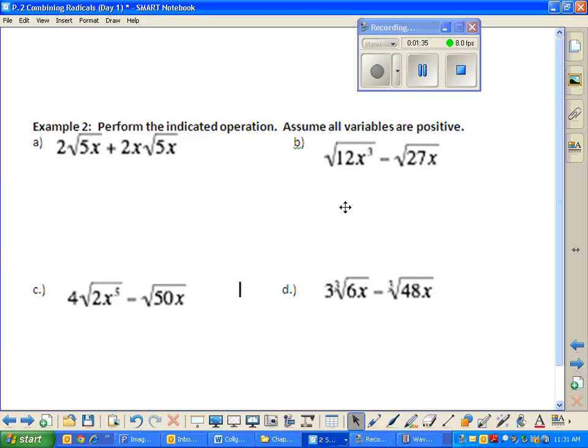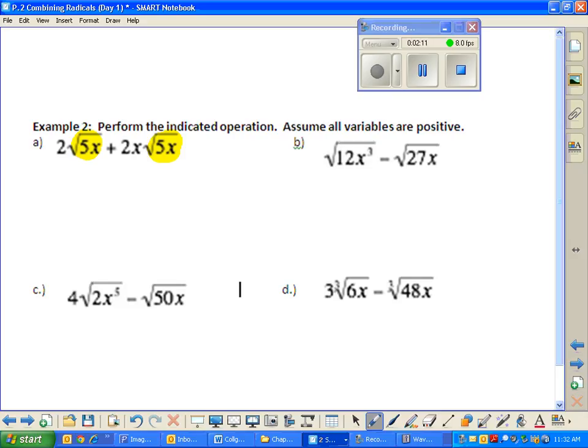So in part A, I have 2 square roots of 5x plus 2x times the square root of 5x. What I like about this problem so far is that it's such a nice segue from yesterday. Do you see we have the square root of 5x here and the square root of 5x here? You're like, oh my gosh, they're like radicals. That's awesome. So we can attempt to, since those pieces are the same, combine them. But a little hiccup. Do you see the hiccup? Do you see the problem? Do you see it, John?